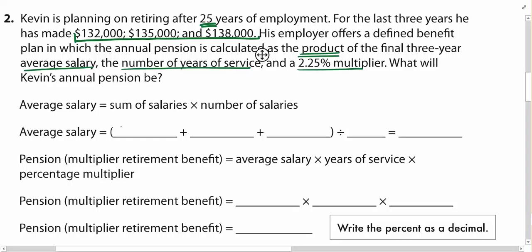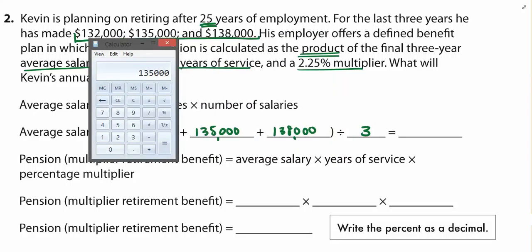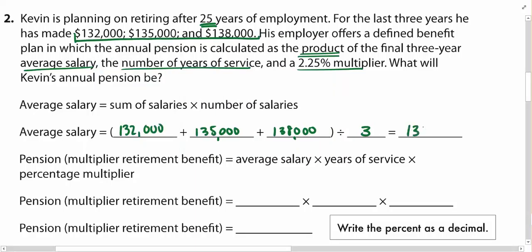So to find the average salary, we'll add $132,000 with $135,000 and $138,000. Since there are 3 years of data here, we'll divide that total by 3. And here's the sum total, $405,000 divided by 3 years is $135,000. So the average that he made during the last 3 years that he worked was $135,000.